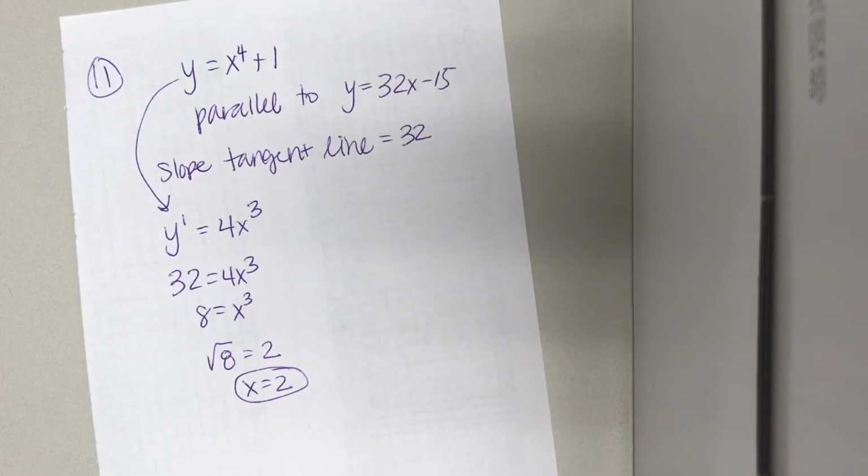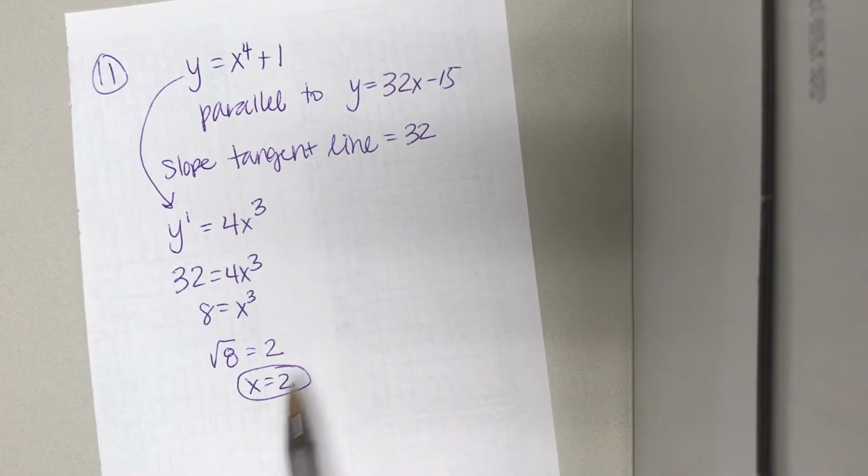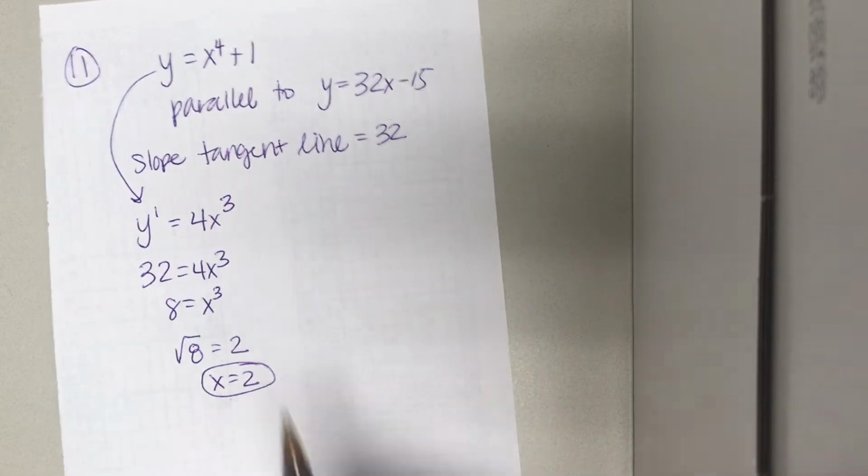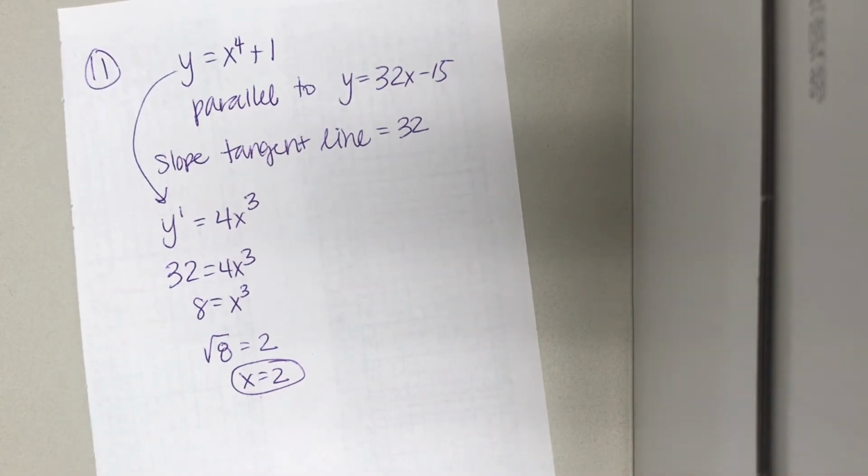So what we're trying to find here is an equation of a line. We know that the x value is 2. I'm going to type this into Desmos to show you what it looks like.